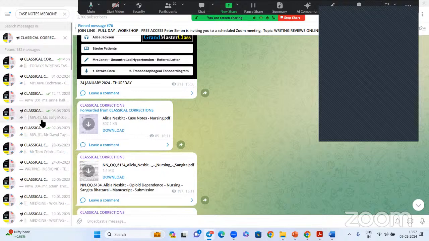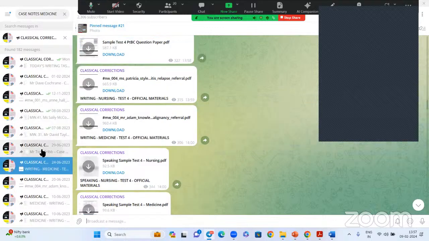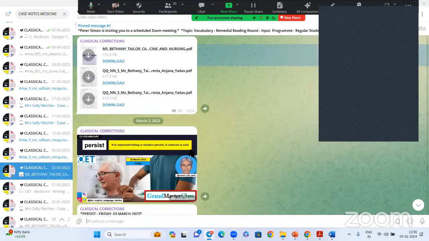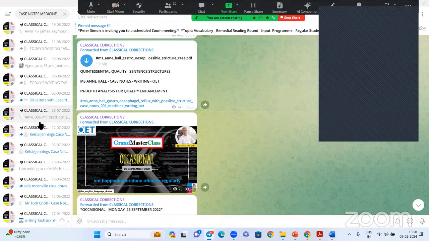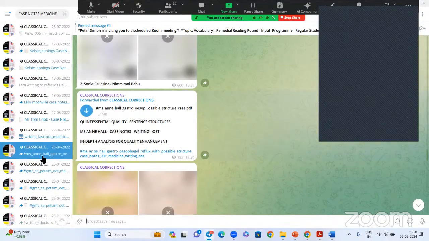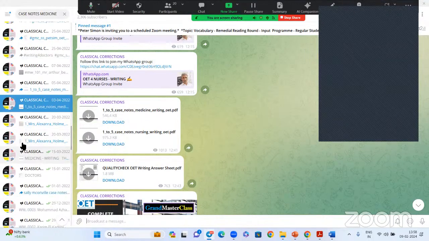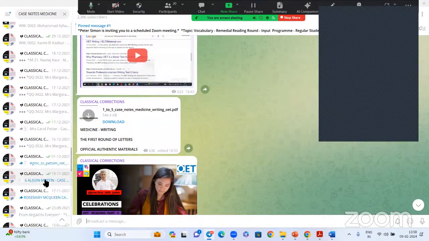Okay, you can take notes from here. This is all doctor's letters. Sally McConville, all you can see. Tom Cribb, all medicine letters, case notes. This is Annie Hall case notes. Bethany Taylor case notes. Then Annie Hall case notes. So all these case notes will be there. Yeah, here are 50 letters, case notes. So yeah, this is suspected ectopic pregnancy. Yeah, case notes. Annie Hall. Then 1 to 5 case notes. Okay, there are 5 case notes here for medicine, 5 case notes for nursing, right? And yeah, different case notes are there here already, right?